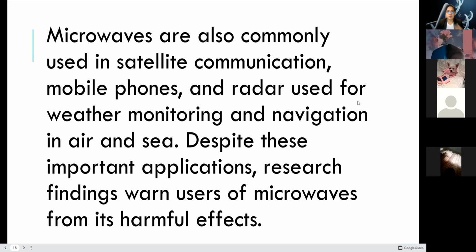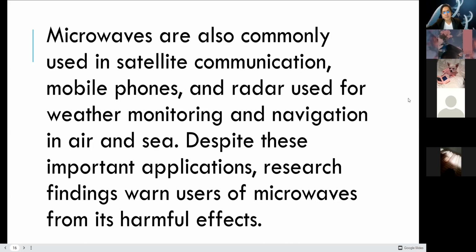Microwaves are also commonly used in satellite communication, your mobile phones, the one that I discussed a while ago, and radar used for weather monitoring and navigation in air and sea. Despite these important applications, research findings warn users of microwaves' harmful effects. If you are living near the airport, you can experience this. You are exposed to microwaves because their radar is using microwaves in the process, and it is really harmful.